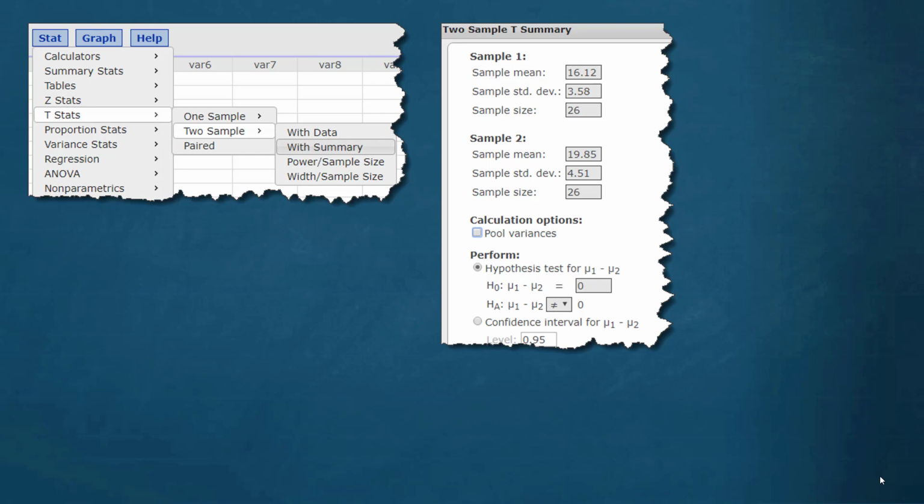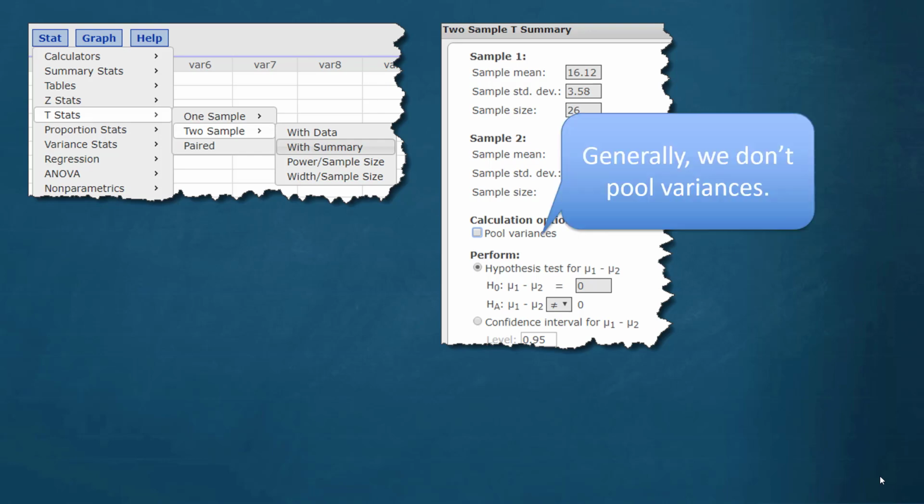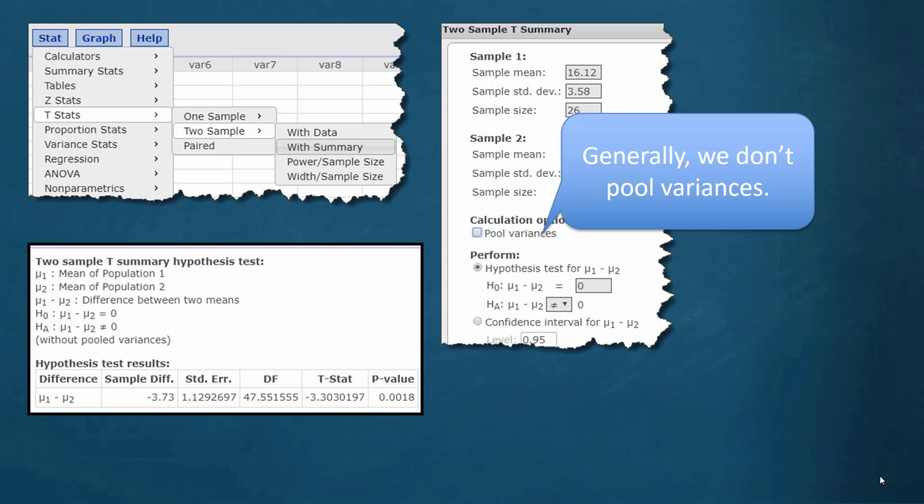So this was a two-tailed test when we weren't sure which direction it was going to go in. So technically we set that up before we collect the data. Once we collect the data, it's pretty obvious we probably should be going in one direction. But we set this up before we actually collect the data. Again, we generally don't pool variances. And we run this out, and we get a p-value of 0.0018. And there's our test statistic at negative 3.3.